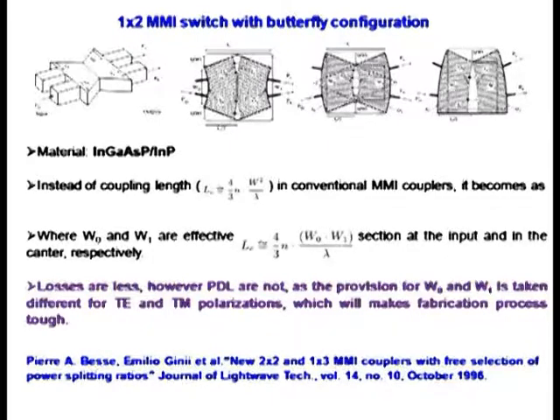However, with this design, losses were less. However, the PDL was not, because the PDL is polarization dependent loss, as the provision for W0 and W1 is taken different for TE and TM polarization, which makes the fabrication process tough. And this work was done and published in the Journal of Lightwave Technology in 1996.